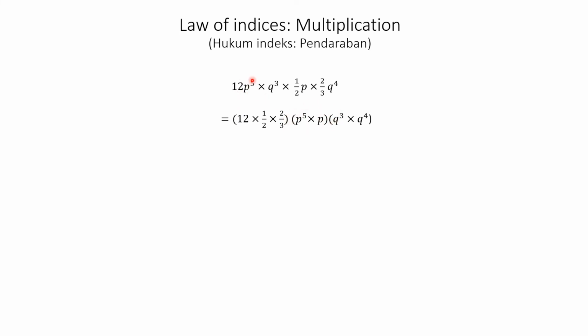So p to the power of 5 multiplied by p, and for base q, q to the power of 3 times q to the power of 4. Then simplify it. For the numbers, you simplify it, you get 4. And for multiplication of the same base, you can add up their power. So 5 plus 1, and for q it is 3 plus 4. So this is equal to 4p to the power of 6 q to the power of 7.